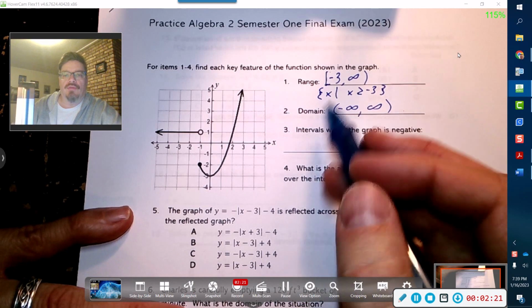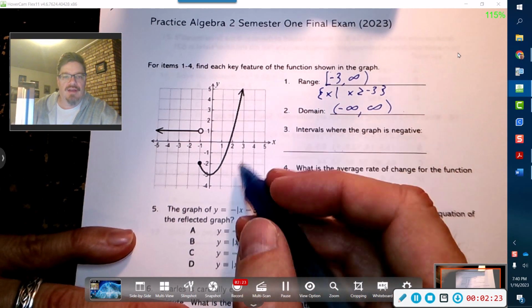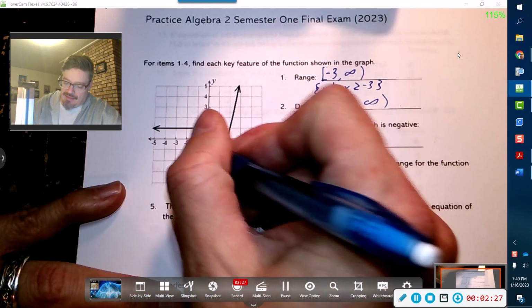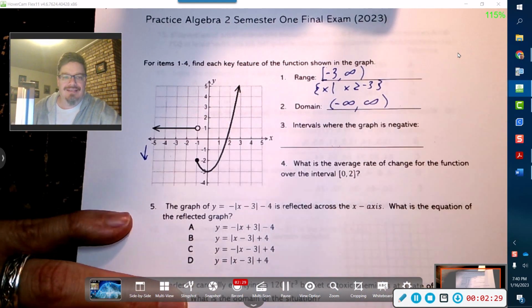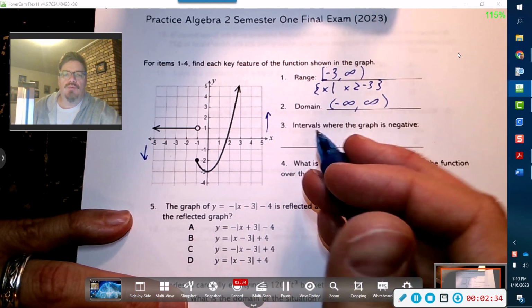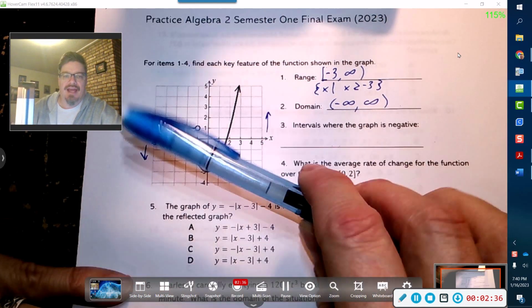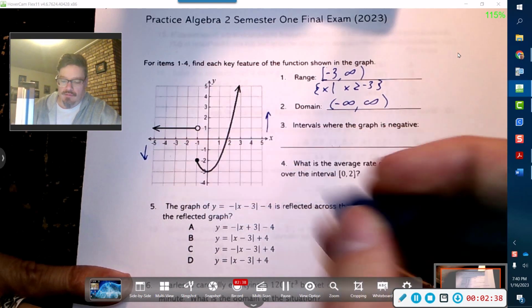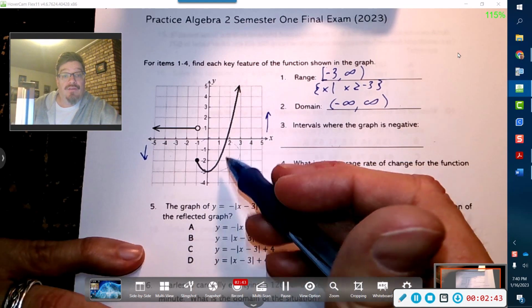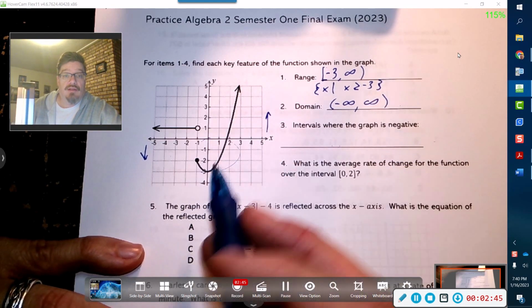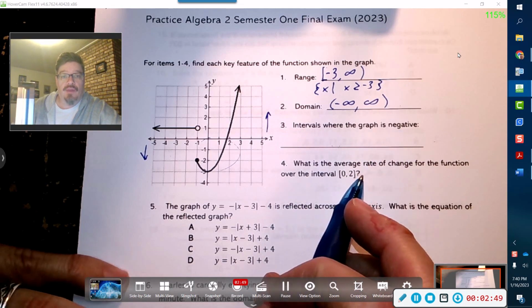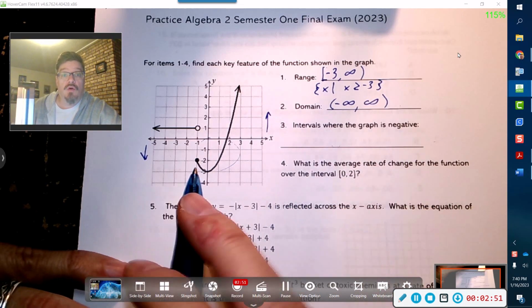All right, now the intervals where the graph is negative. Now you'll notice here that we're in a position here where everything that is below the x-axis is negative. Everything above it is positive. And so the interval where this graph is negative is actually this piece right here. Okay, this guy right there. Now, whenever you talk about intervals being negative, positive, increasing or decreasing, you always talk in the domain.